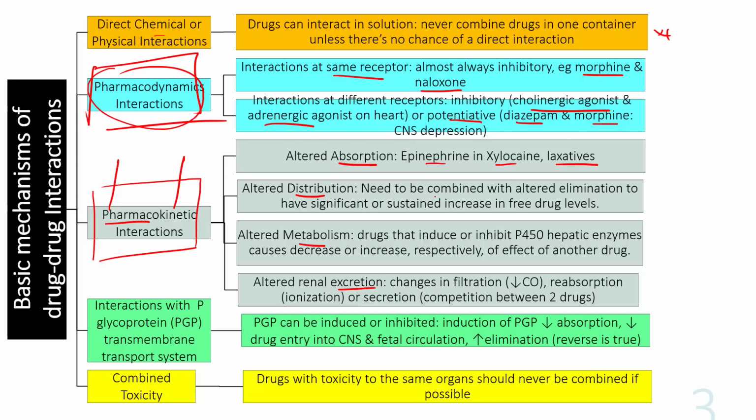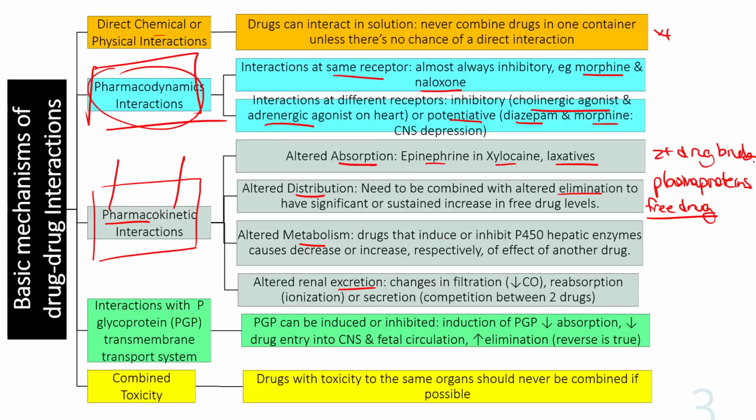Altered distribution. So altered distribution needs to be combined with altered elimination to have a significant or sustained increase in free drug levels. So what it's saying is that usually altered distribution might be due to plasma proteins. And if you have two or more drugs that bind to plasma proteins, it might alter the levels of free drug. But what it's saying here is that in a healthy person, that really doesn't change very much in terms of the bioavailability and the distribution to the target tissue, except for when elimination is also altered.